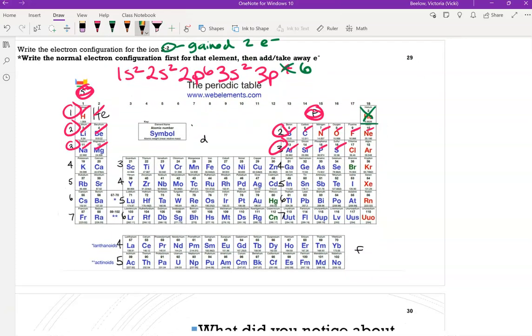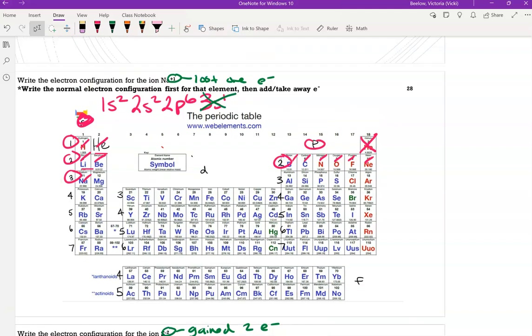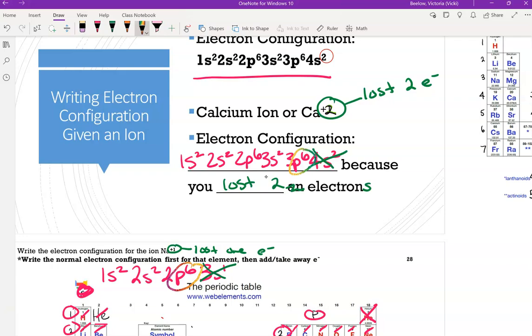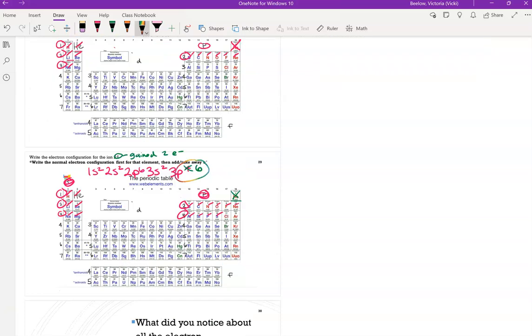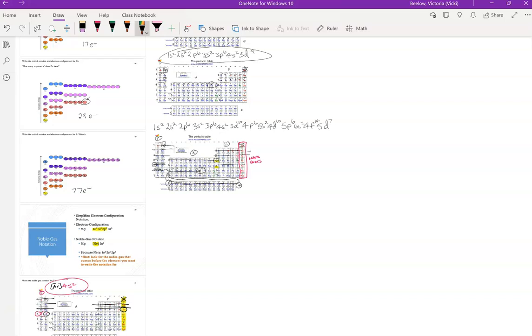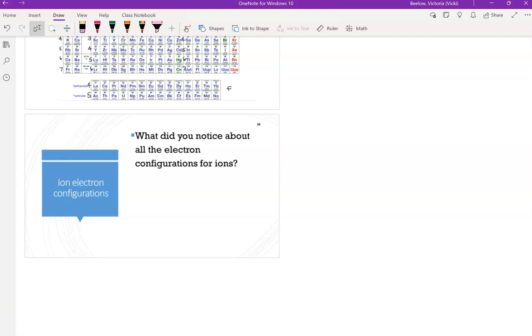Something that you should have noticed with these electron configurations: this ends in p6 now, this ends in p6, this is ending in p6, and this is ending in p6. So no matter what the ion is, it's going to end in p6, and there is a reason for that.